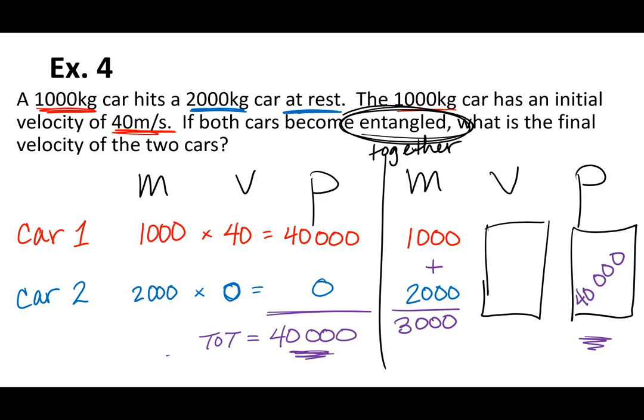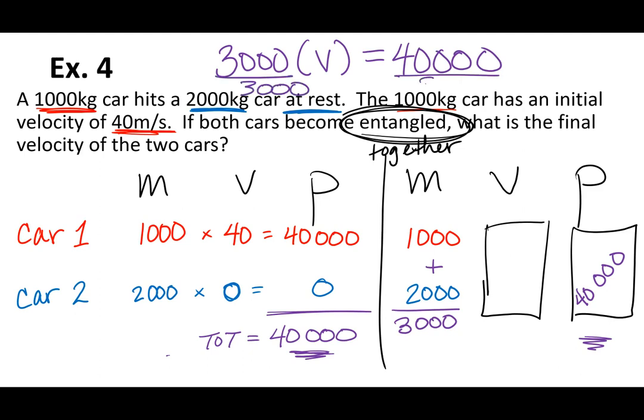And so we can now solve for our V. So we have 3,000 times V equals 40,000. To get V by itself, we divide by 3,000. And we get 13.3 meters per second. Now, using our rule of thumb here, making sure our number is reasonable, our initial velocities here were 40 and 0, and we got 13.3, which is indeed in between those two. So that seems like a reasonable answer.